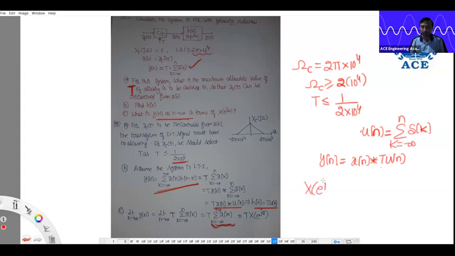Everyone recollect the DTFT definition. X(e power j omega) equals sigma x[n] e power minus j omega n. But as we want sigma x[n], area under the signal means taking the spectrum at 0. So what is the steady state output in terms of X(e power j omega)? T into X(e power j0).